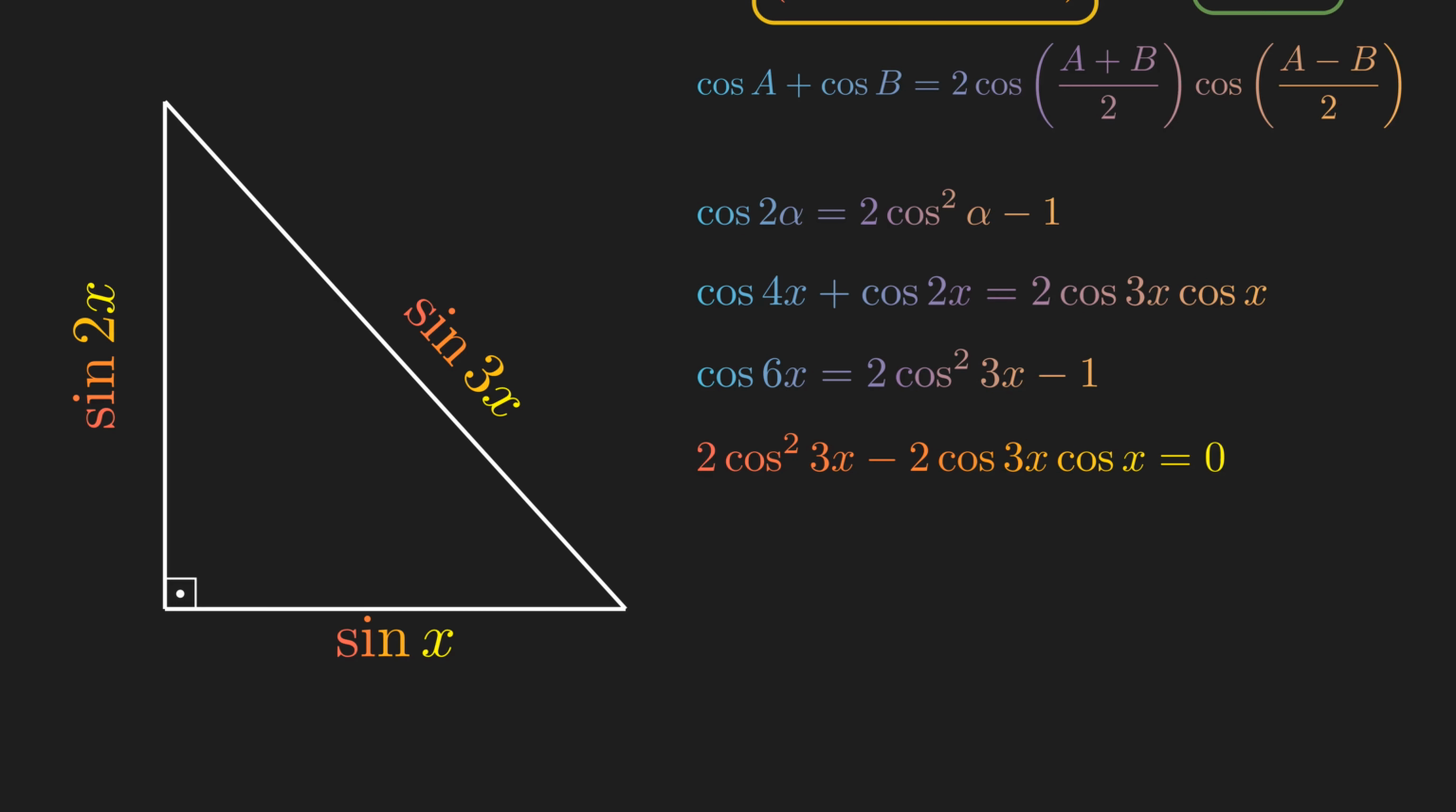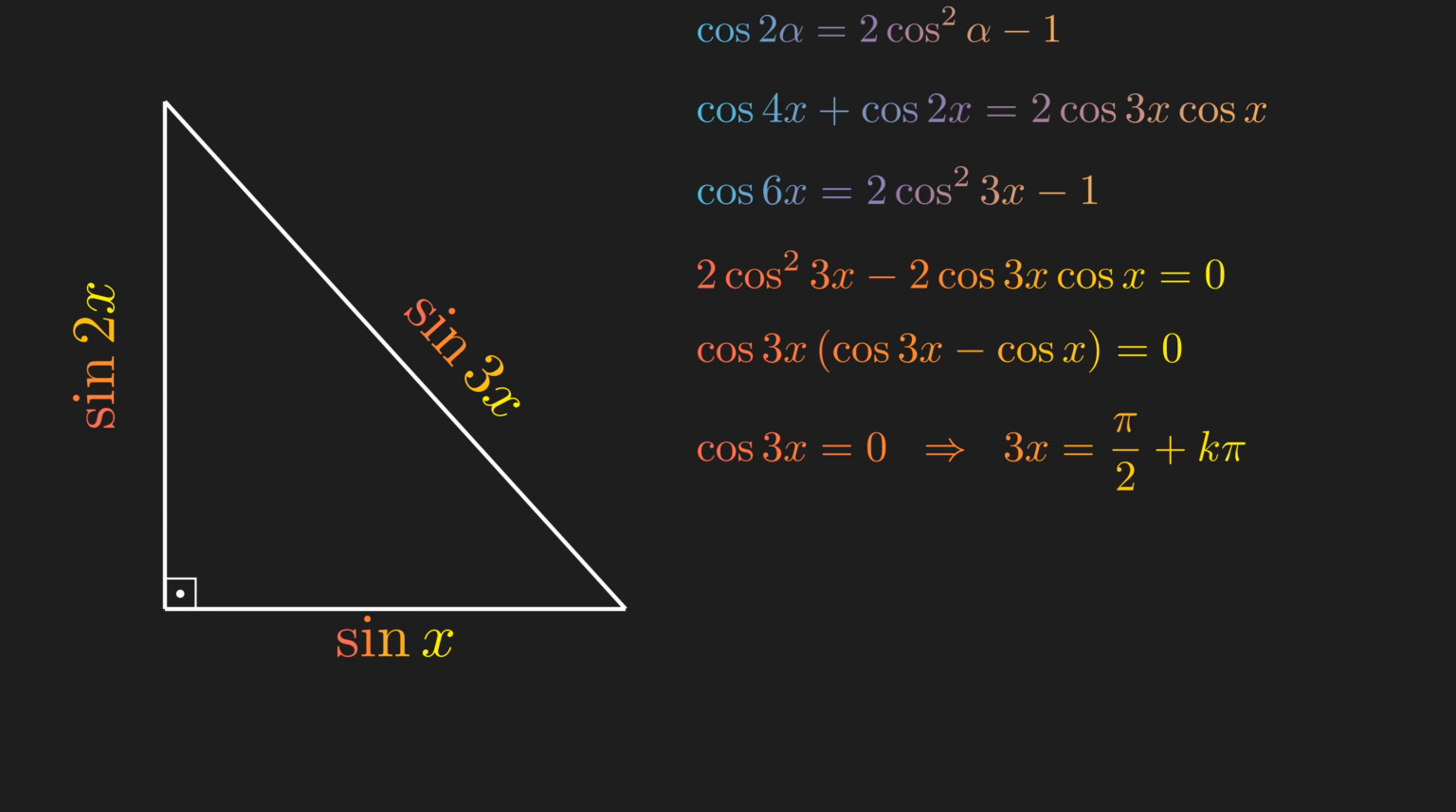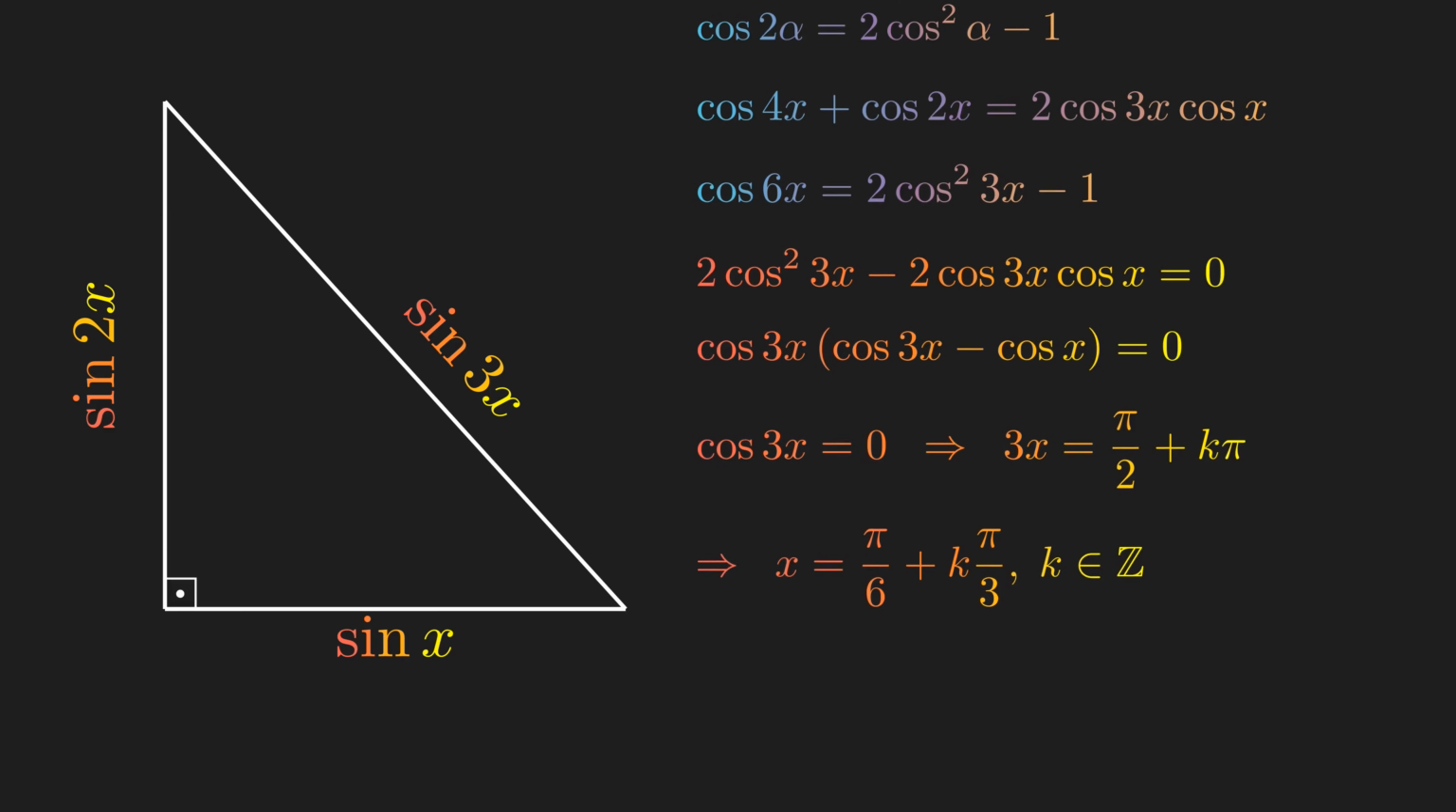Now we notice that both terms have cosine 3x, so let's factor out cosine 3x. Great, now we have a nice equation. When does this equation equal 0? Either cosine 3x equals 0. In this case, 3x equals pi over 2, and the period of cosine being 0 is pi, that is 180 degrees, right? So we write pi over 2 plus k pi. To find x, we divide both sides by 3. Nice, let's keep this aside.